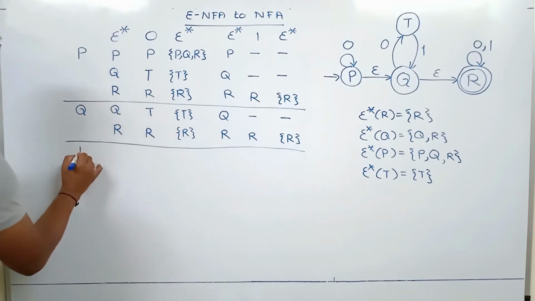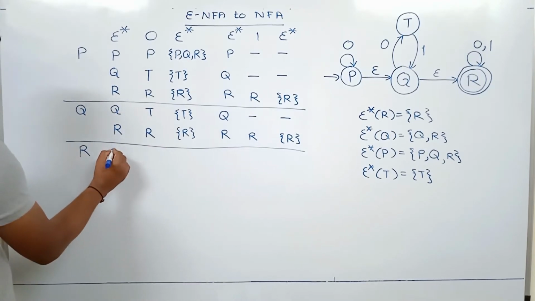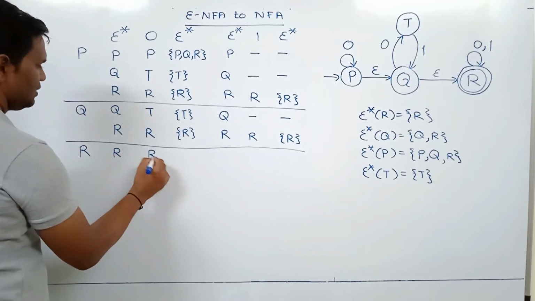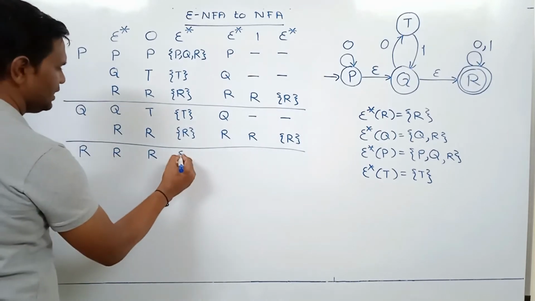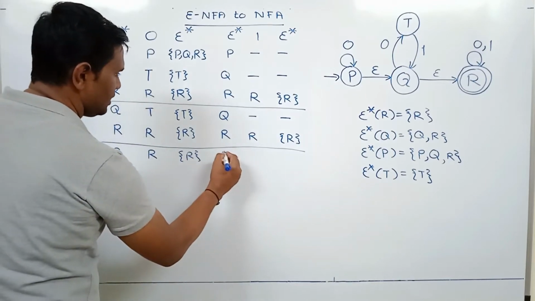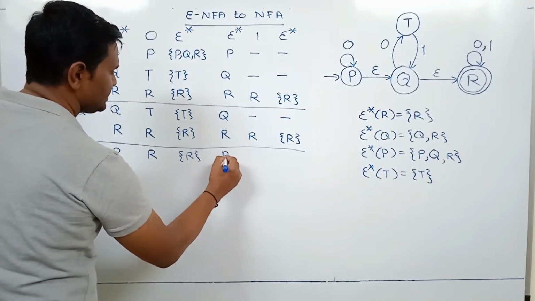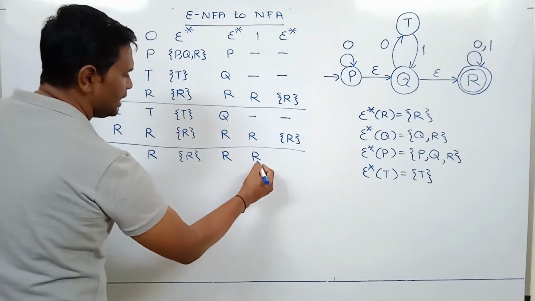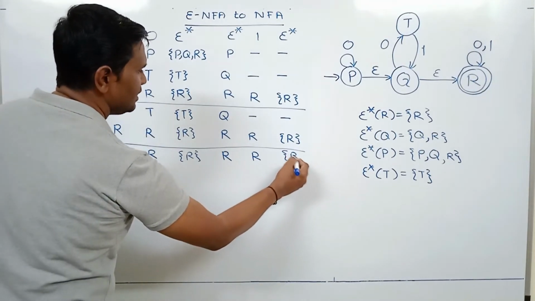Consider transitions for state R. Epsilon closure of R contains R, R on 0 goes to R, and epsilon closure of R contains R. Epsilon closure of R contains R, R on 1 goes to R, and epsilon closure of R contains R.